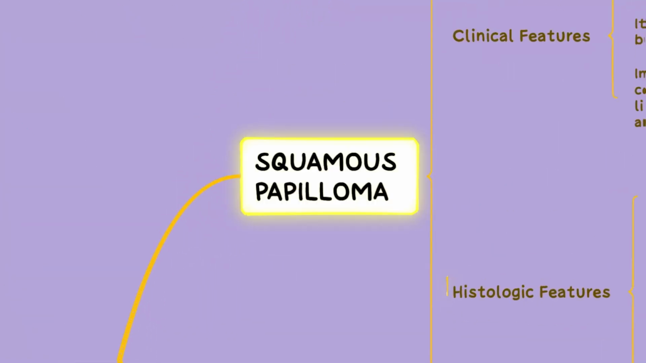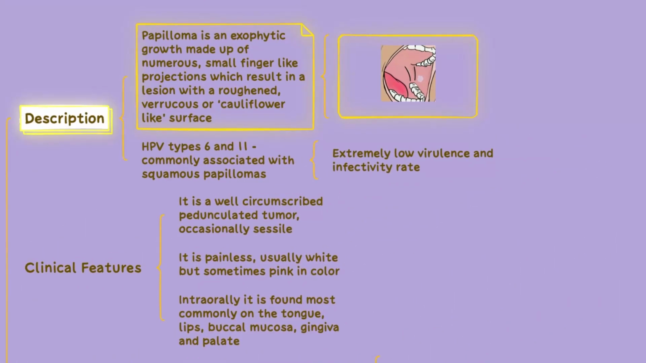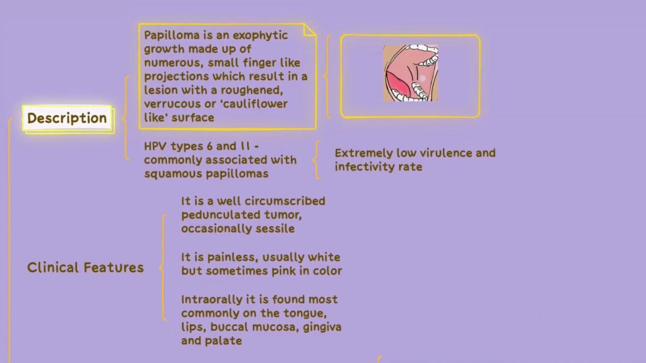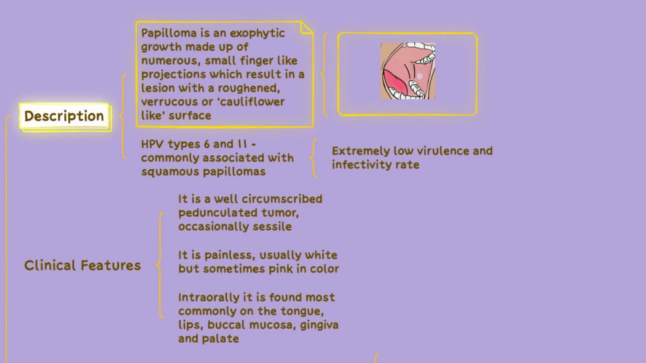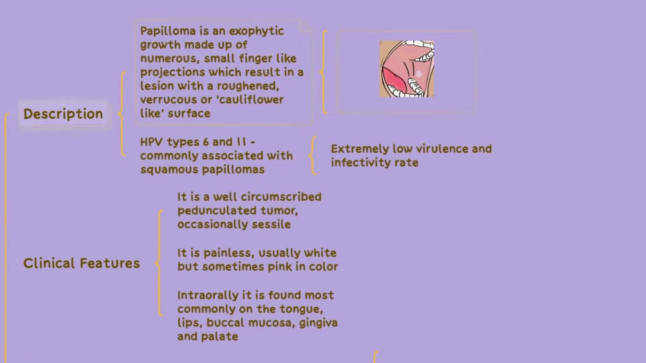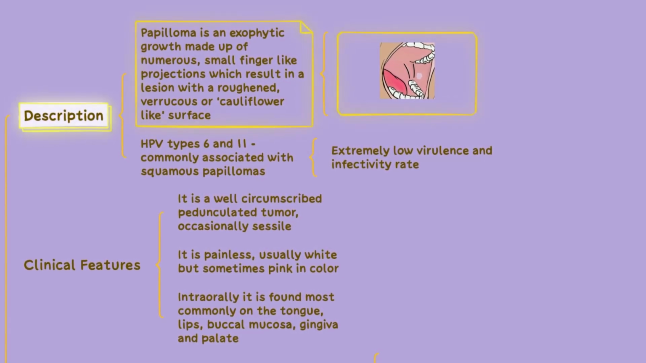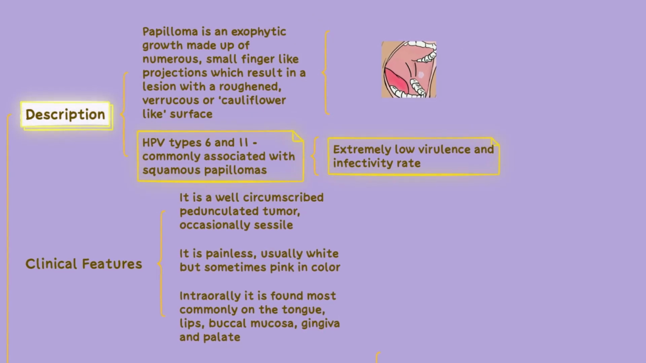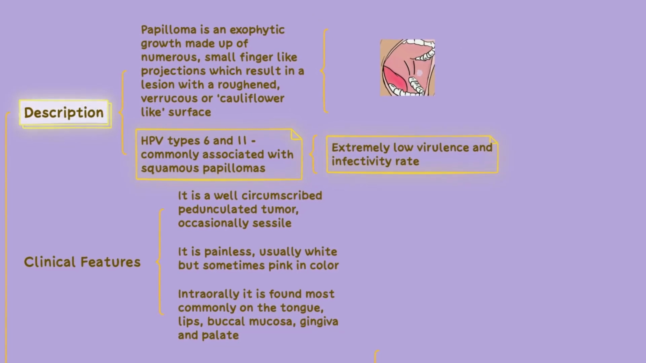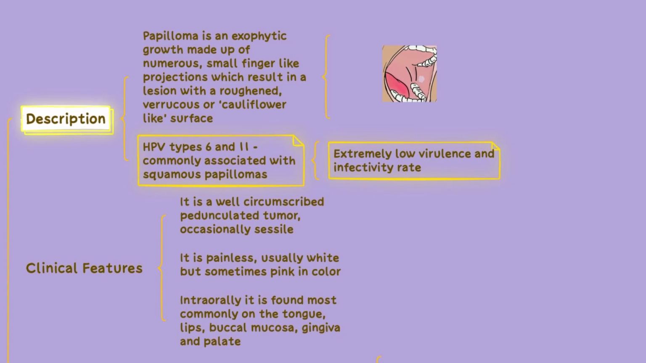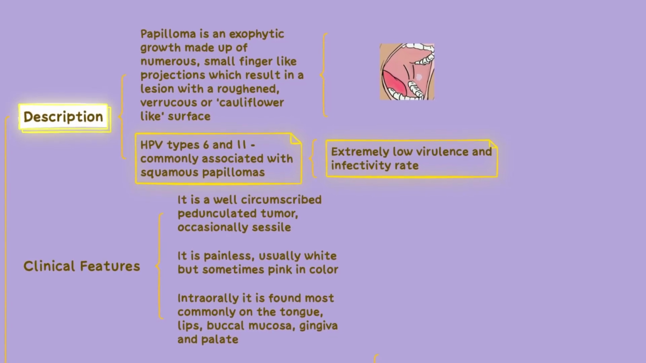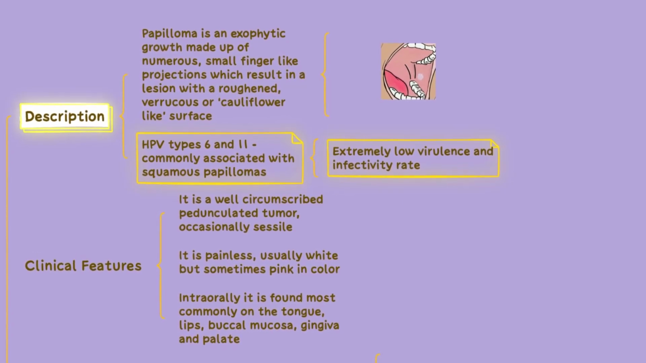Let's begin with squamous papilloma. Squamous papilloma is a benign growth characterized by numerous small finger-like projections that create a roughened, verrucous or cauliflower-like surface. It is commonly associated with human papillomavirus types 6 and 11, which have low virulence and infectivity rates.